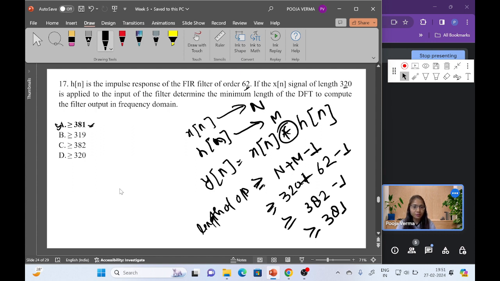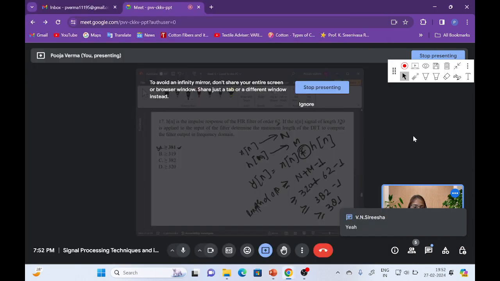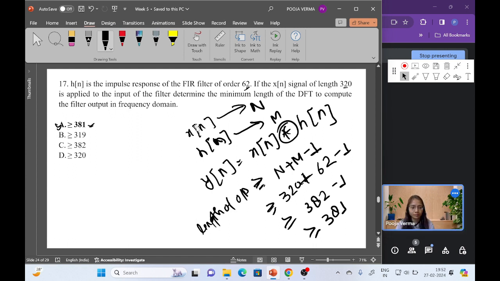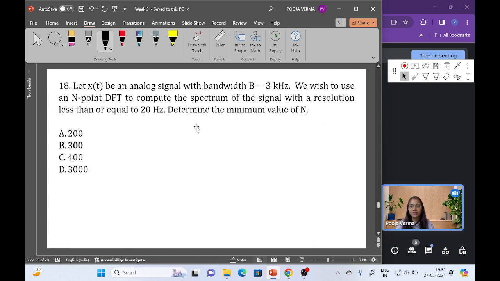Have you got this question? Okay, so moving to the next question. Let x of t be an analog signal with bandwidth b equal to 3 kHz. We wish to use an n-point DFT to compute the spectrum of the signal with resolution less than or equal to 20 Hz. Determine the minimum value of n.